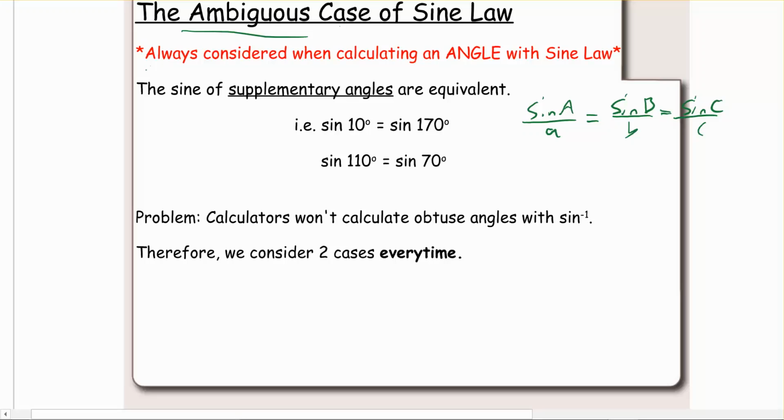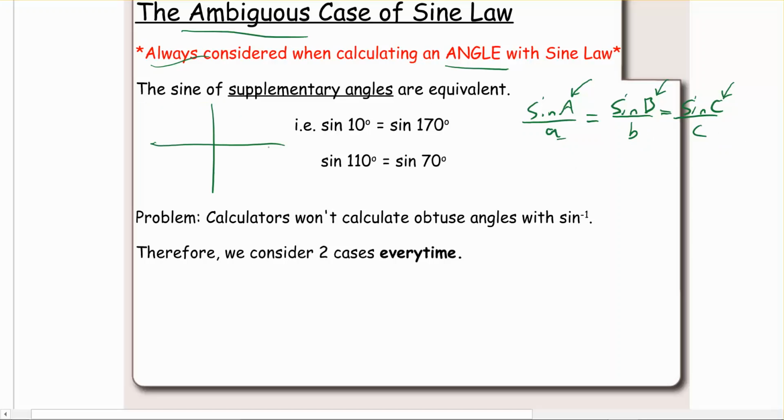So this one says the ambiguous case of sine law is always considered when calculating an angle with sine law. So if this is my sine law down here, what that means is that the only time we're going to take this into account is if you're solving for capital A, capital B, or capital C. We're not going to do this if we're solving for lowercase a or b, not these side lengths. Oh, b and c. Okay. So right here it says the sine of supplementary angles are equivalent.